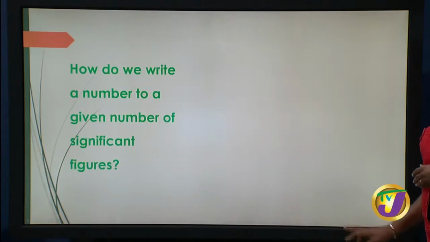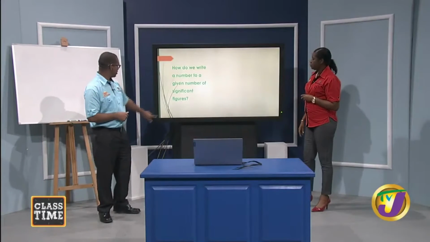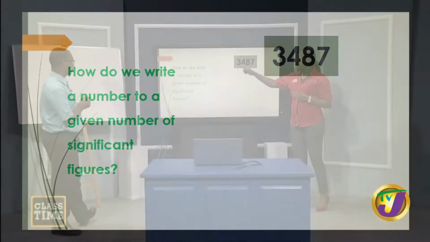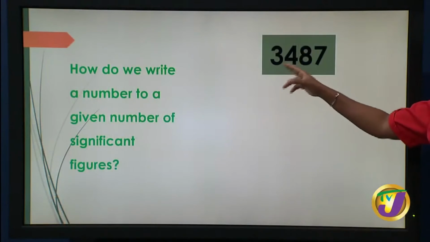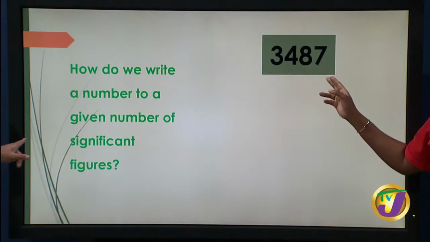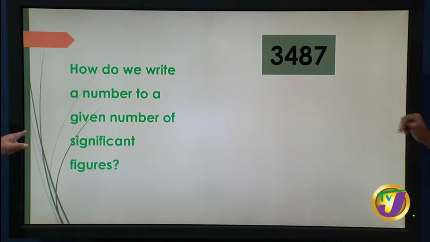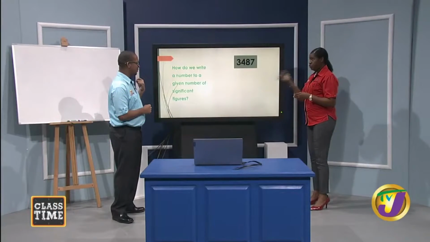Okay, how do we write a number to a given number of significant figures? All right. So let us look at this number. We want to write 3,487 to two significant figures. So it means on the board now we have four significant figures. All of these are non-zeros, so they are all significant. What are you thinking, Nikisha? Does it mean we're just going to throw away the 8 and the 7? So we have 35?